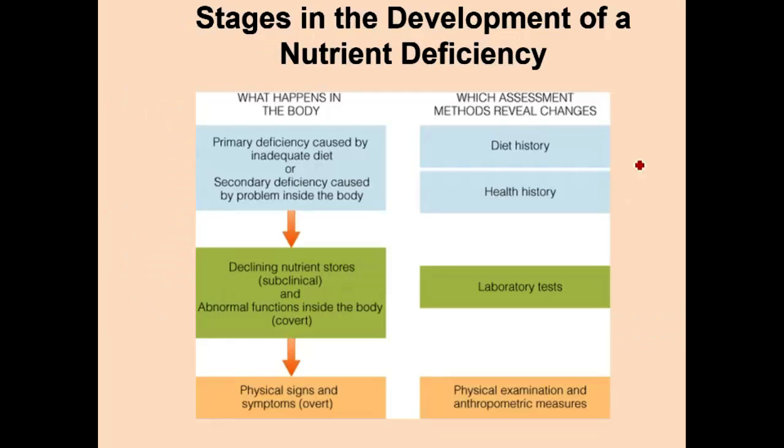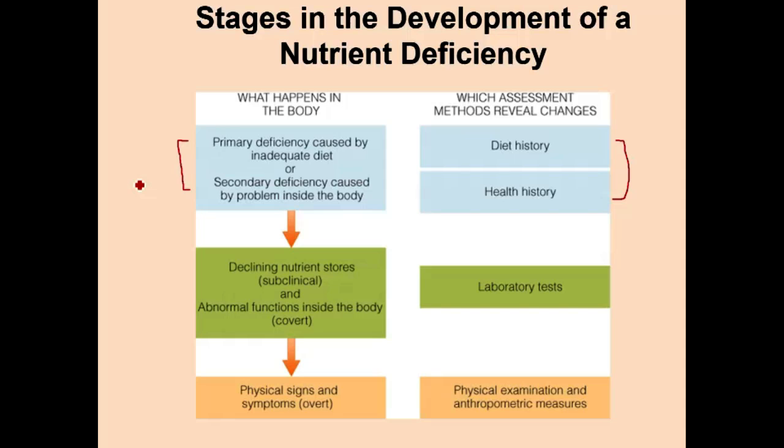This graph is showing how the individual assessment process will reflect what is happening in the body. So through diet history and health history, the healthcare professional can see if there's a primary deficiency caused by an inadequate diet, or if there's a secondary deficiency caused by problems inside the body.